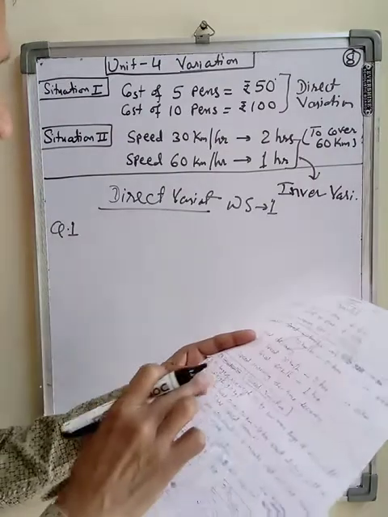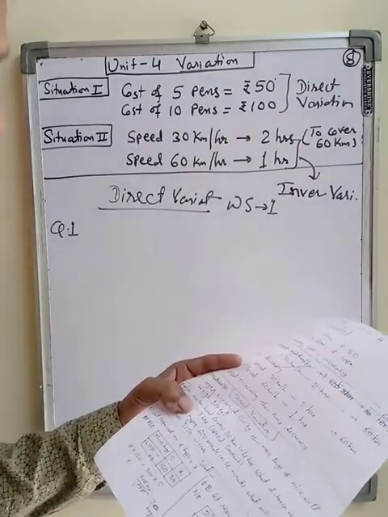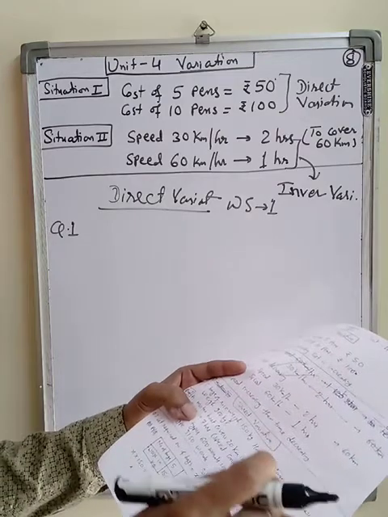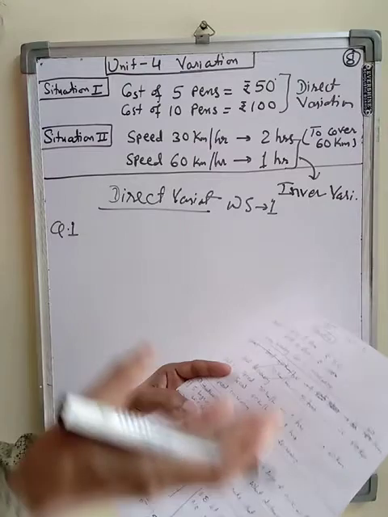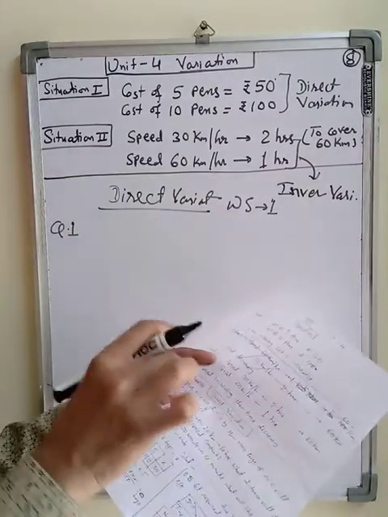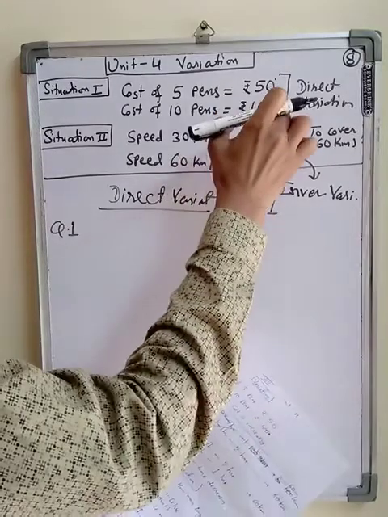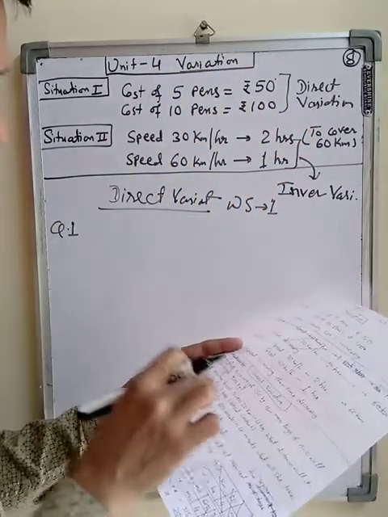Question is: 5 bags of rice weigh 150 kg. How many bags of rice will weigh 900 kg? If the number of bags increases, the weight will also increase. So you can see this is direct variation. This is an example of direct variation.